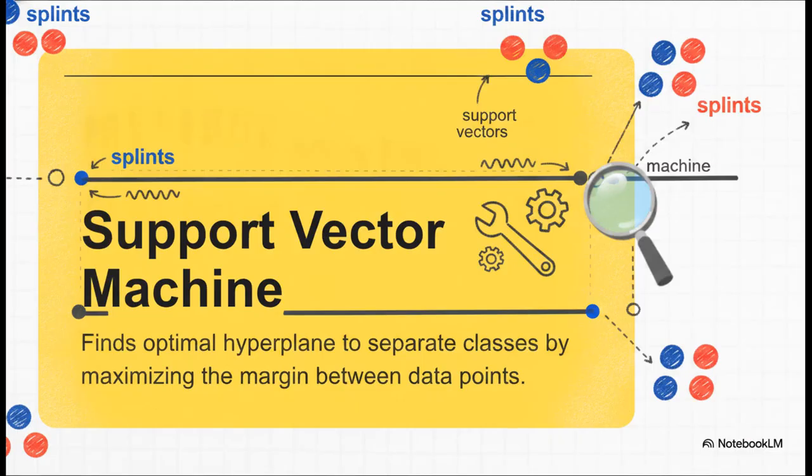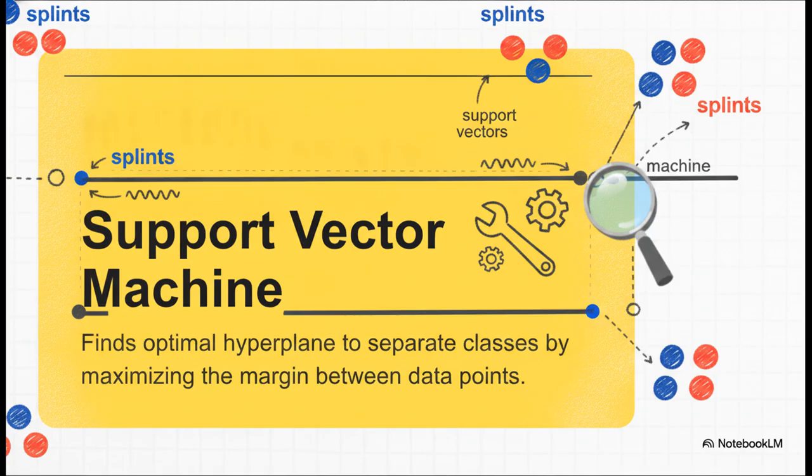Enter the support vector machine, or SVM. Academically speaking, an SVM is an algorithm that hunts for the absolute optimal boundary, what we call an optimal hyperplane, to separate our two classes of splints. But it doesn't just draw an arbitrary line. It specifically maximizes the margin.